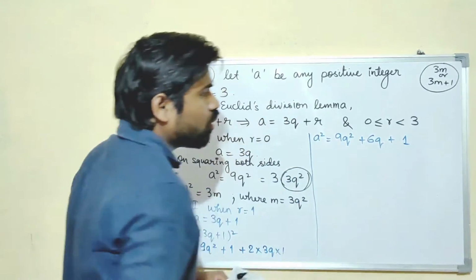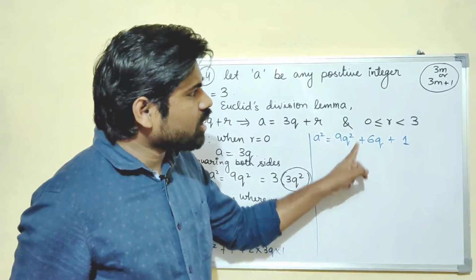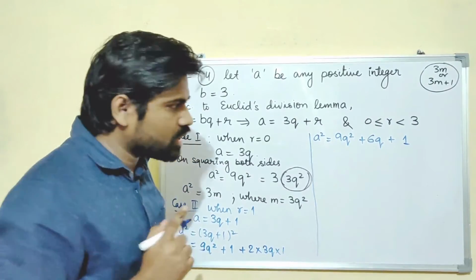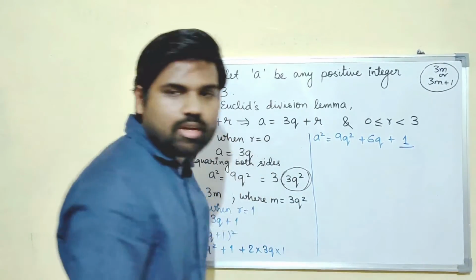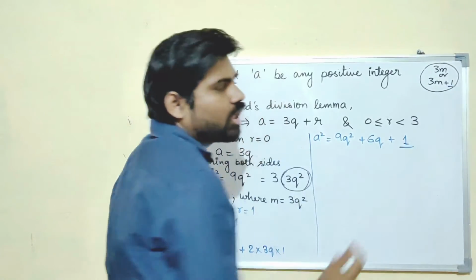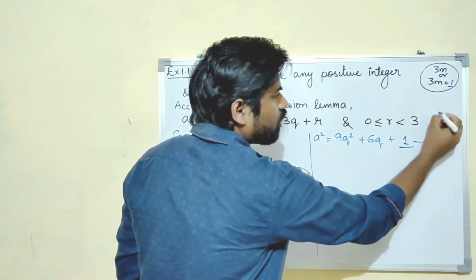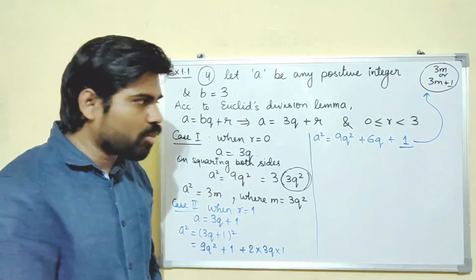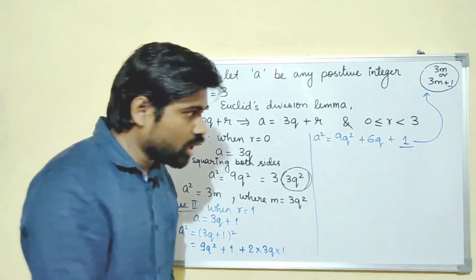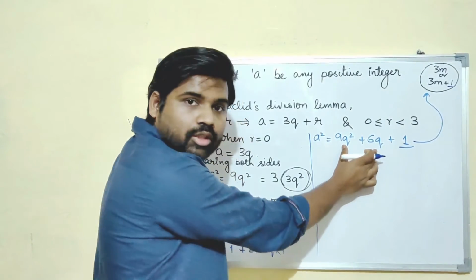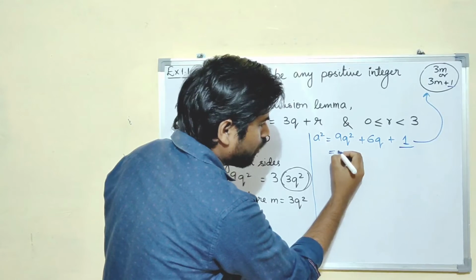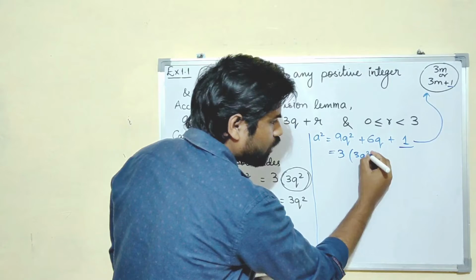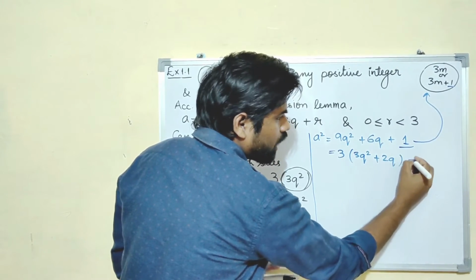Right? Now, can you make this either of the form 3m or 3m plus 1? You are getting a hint. You can see that 1 is left here and 1 is here also. That means we can convert this particular expression as 3m plus 1. Let us see how. Can you take 3 common from all 3 terms? No, but you can take 3 common from the 2 terms, right? We will take 3 common, which will be 3q square plus 2q plus 1.